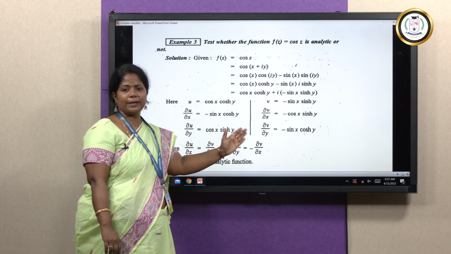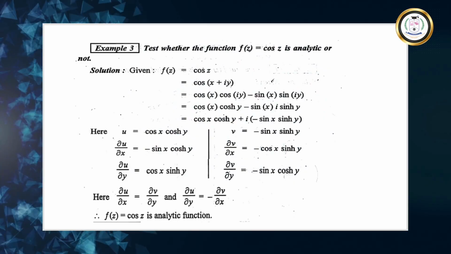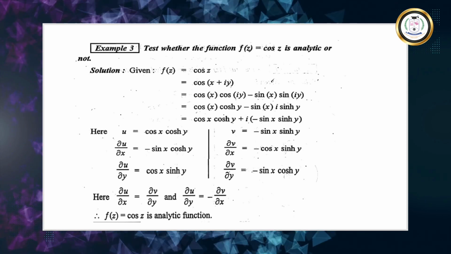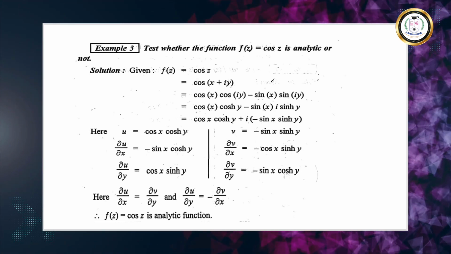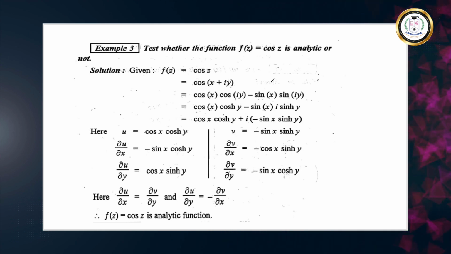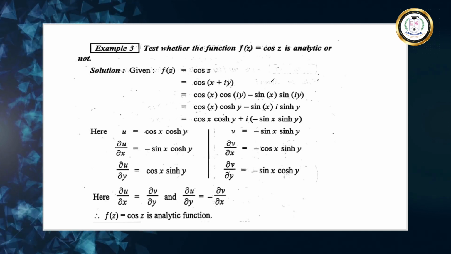Checking the Cauchy Riemann equations. So, ∂u/∂x is equal to ∂v/∂y and ∂u/∂y is equal to minus ∂v/∂x. So, f(z) is also an analytic function.